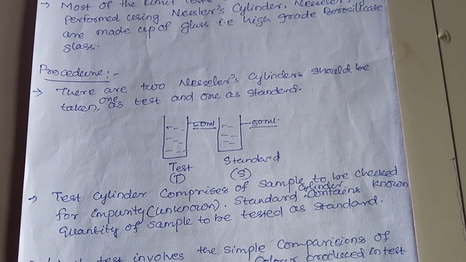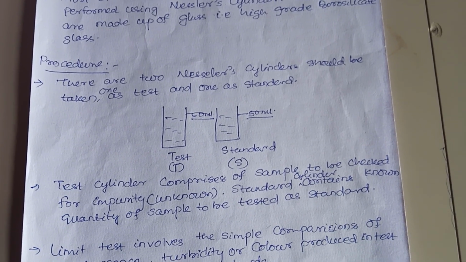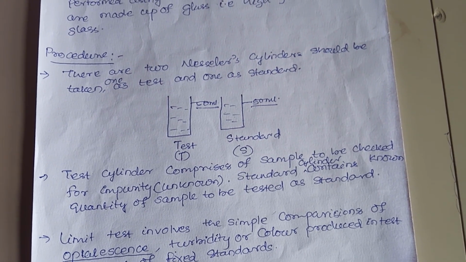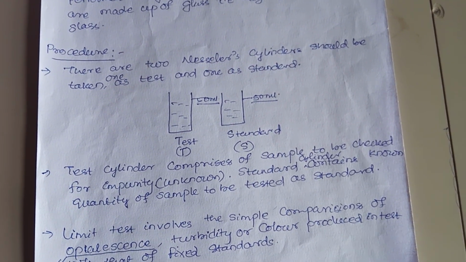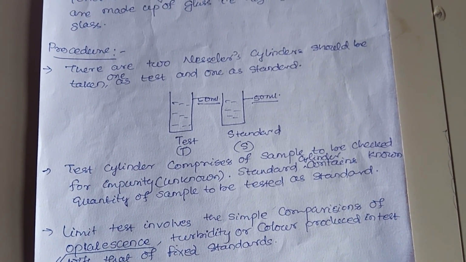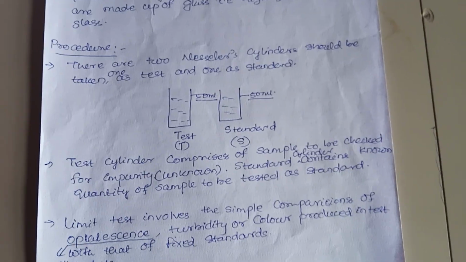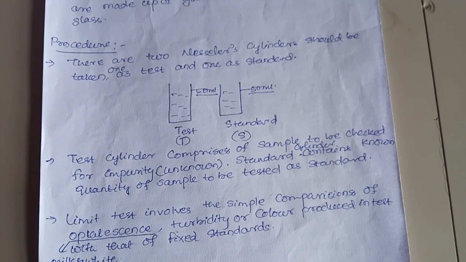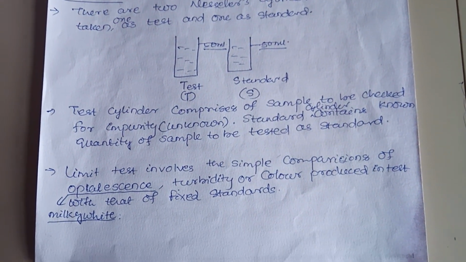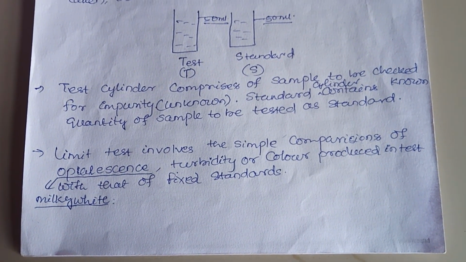Here I have drawn the two pictures, test and standard, both cylinders, and I have written 50 ml on both. That means the available Nessler cylinders in the laboratory are labeled as 50 ml. The capacity of that cylinder is 50 ml, and 100 ml is also available. So you have to make the volume of the test solution and standard solution 50 ml in that particular Nessler cylinder.